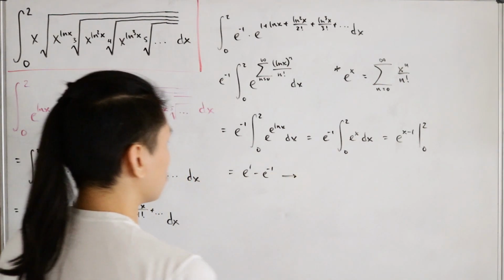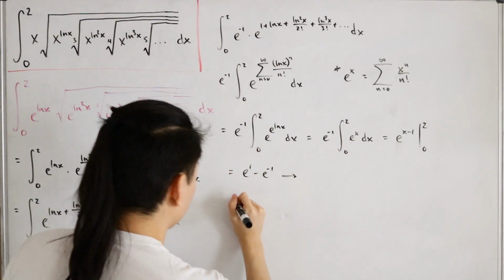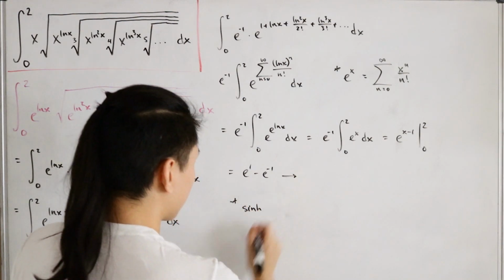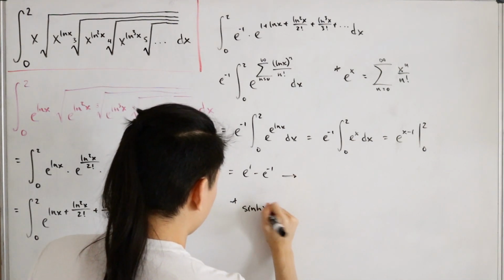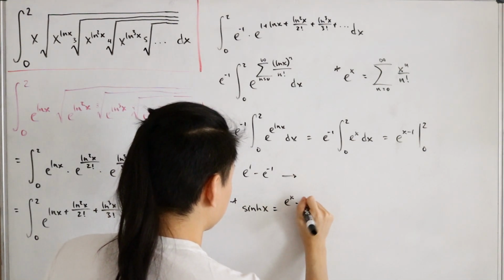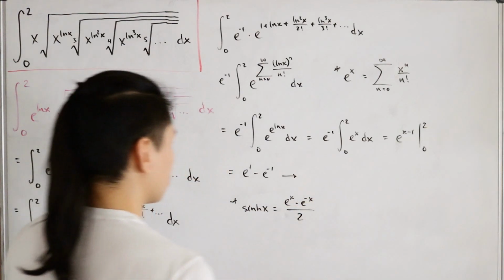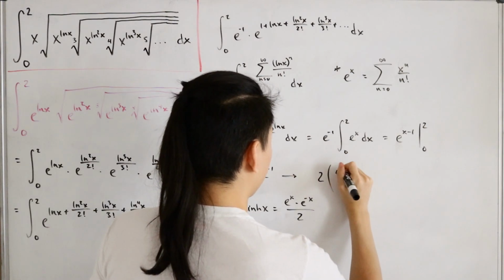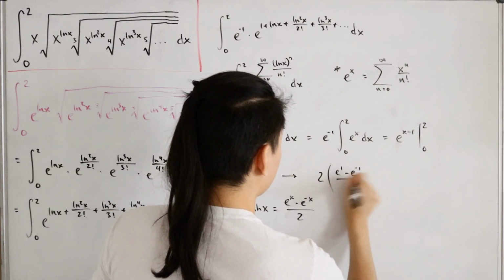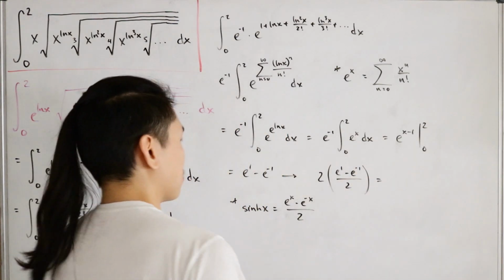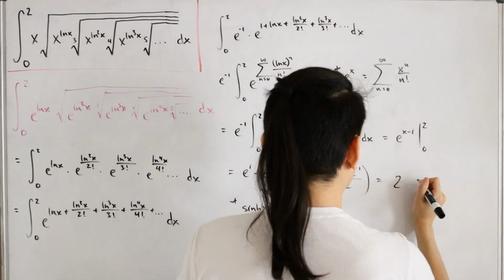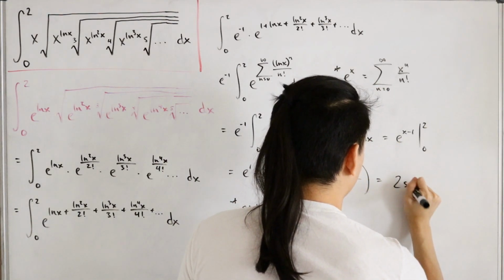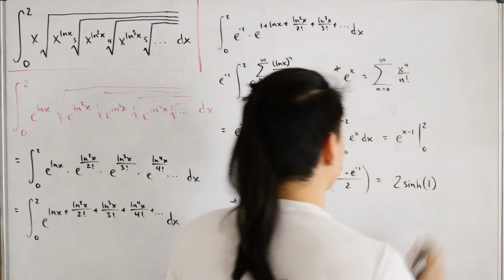We can note, and I'll put the note over here, that the hyperbolic sine of x is equal to e to the power x minus e to the -x, divided by 2. So simplifying this, we have 2 times e to the power 1 minus e to the -1, divided by 2. In other words, that can be written as the same thing, and that is our final answer: this whole nested radicals of the natural logs is going to equal 2 times the hyperbolic sine evaluated at 1.